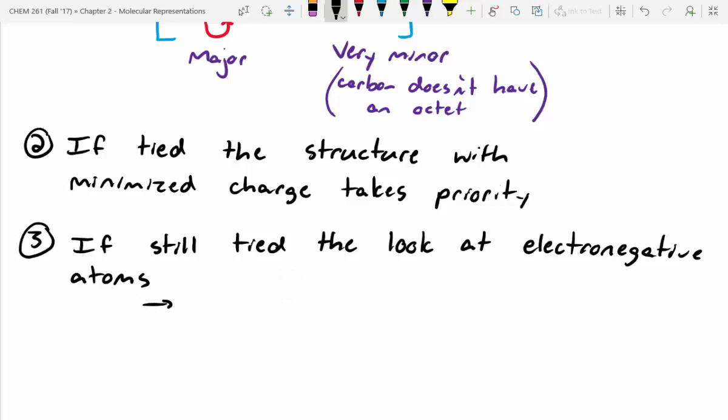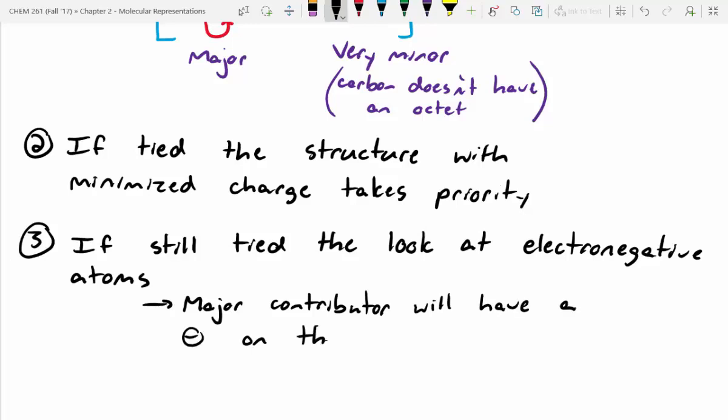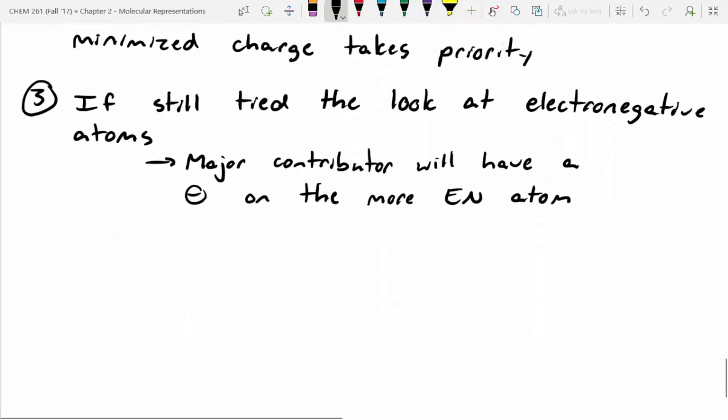So for example, the major structure, or I'll say major contributor, will have a negative charge on the more electronegative atom. That makes sense. We know electronegative atoms are happy carrying negative charges, so that will be the major contributor.